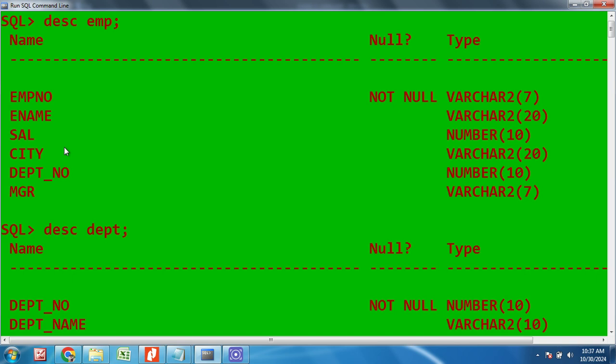Whatever value I insert in EMP, the same department number must exist in its parent table, the DEPT table. Suppose department number 30 is not present in the DEPT table and I insert values in the EMP table with DEPT number 30, then the value will not be inserted. So these are related with each other. This is the parent table and this is the child table. If we are clear with that, we can move next.